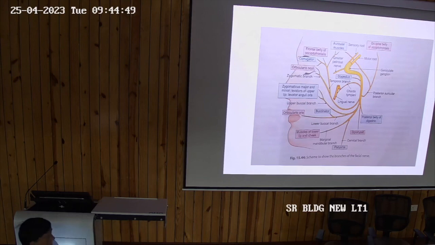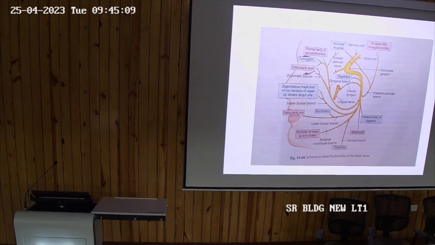Then one more nerve is supplying the stylohyoid muscle. That is supplying the stylohyoid muscle. So all these are the branches of the facial nerve which come before entering into the parotid gland.